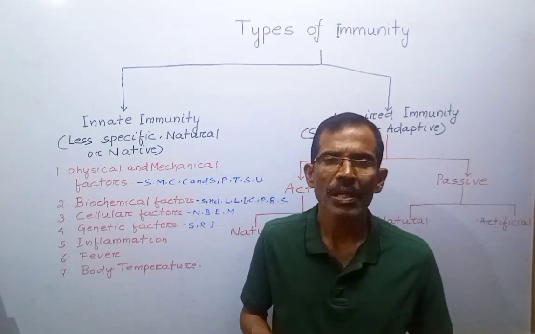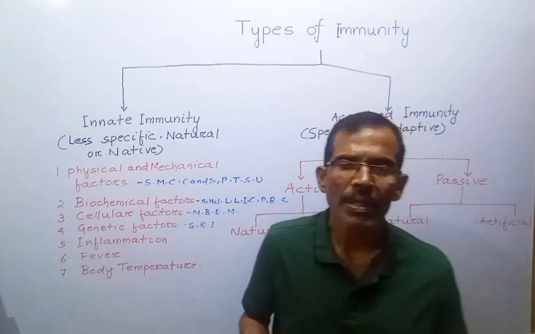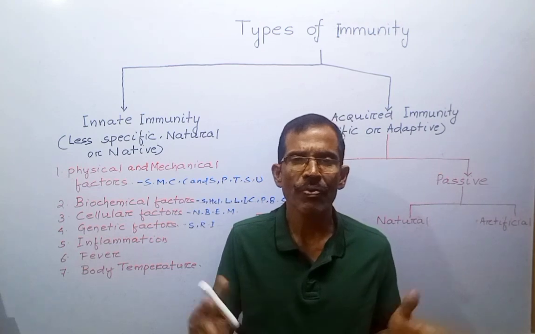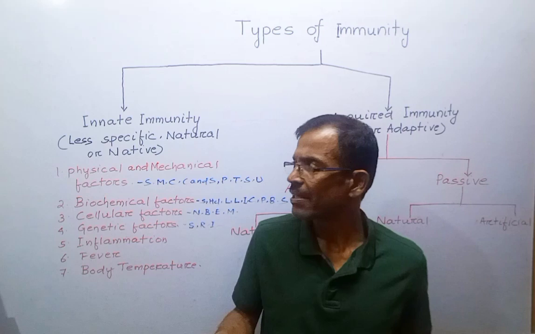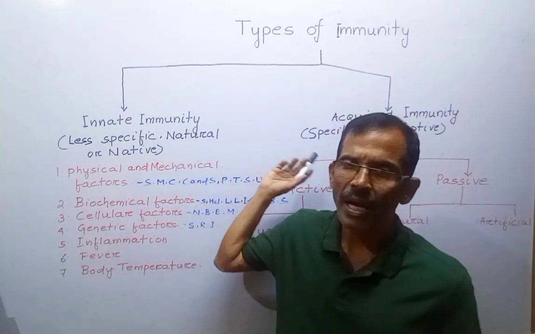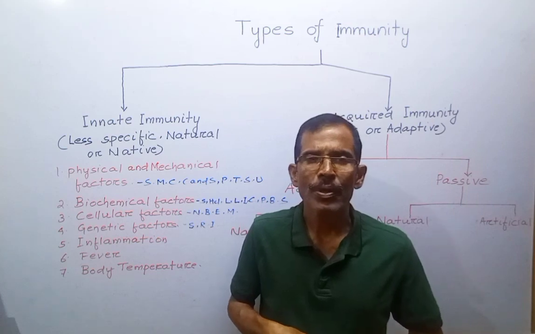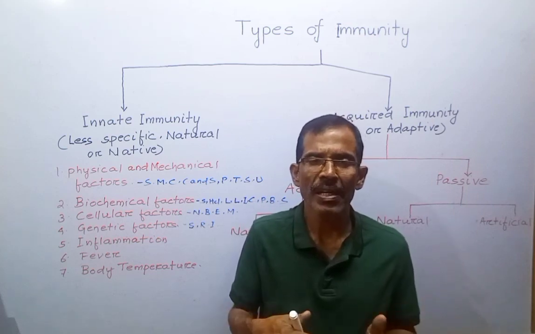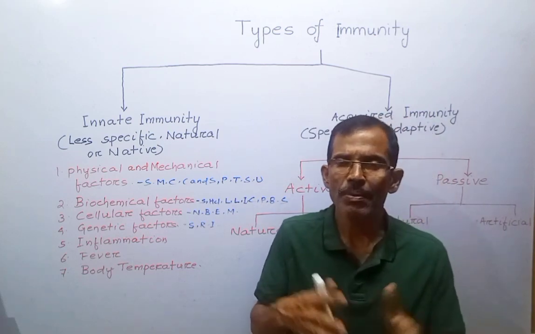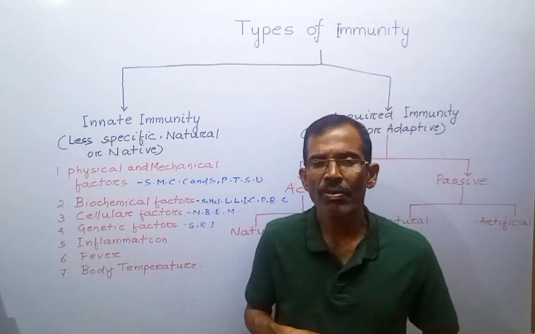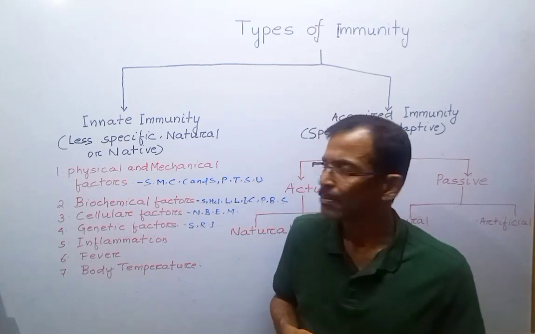Friends, today we shall discuss about types of immunity. Immunity is the resistance to infections. It is of two different types, such as innate immunity and acquired immunity. Innate immunity, which is less specific, is also known as natural or native immunity. It provides the first line of defense against infections.